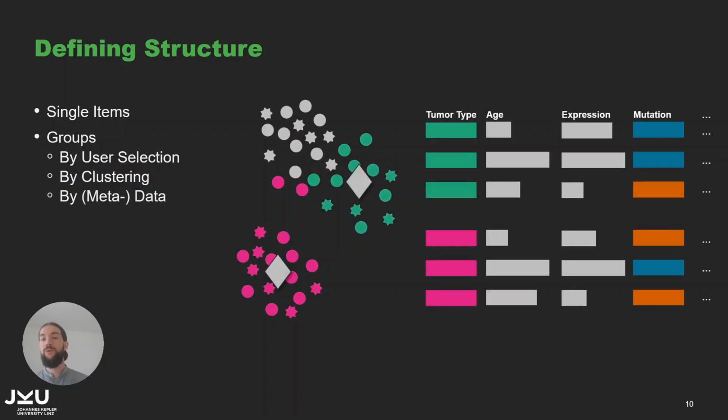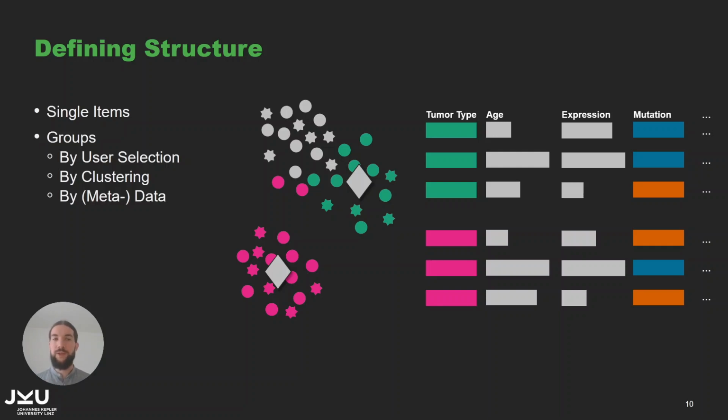And we can create groups based on the high-dimensional data, for example, the tumor type, creating a group for the lung and the colon cancer patients, or creating a group based on a certain age range of interest for our analysis.